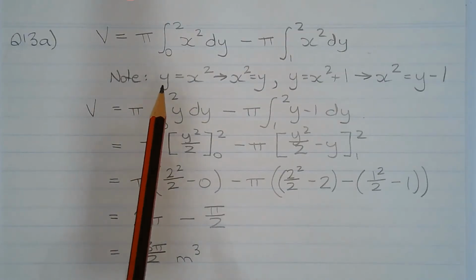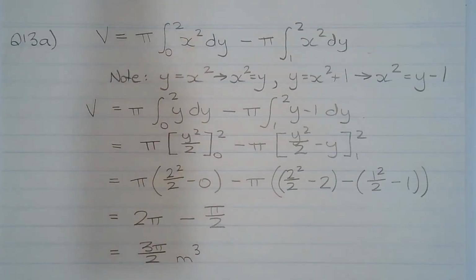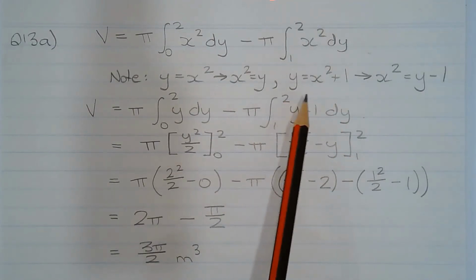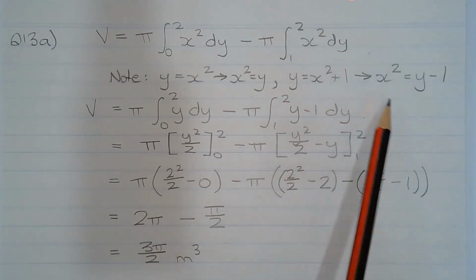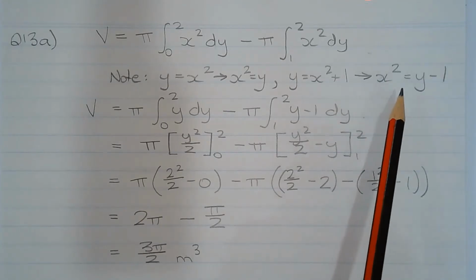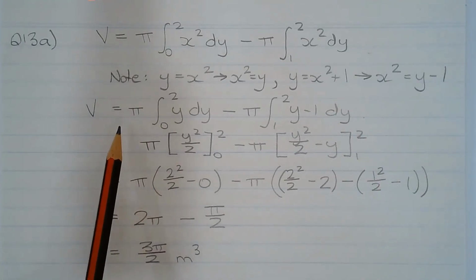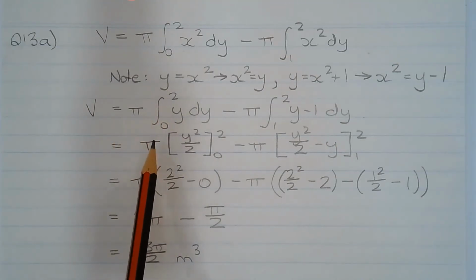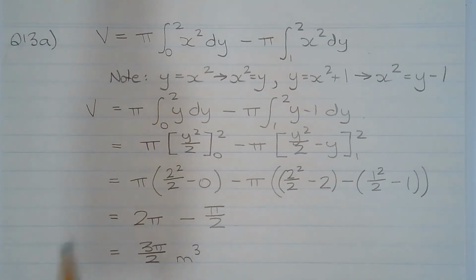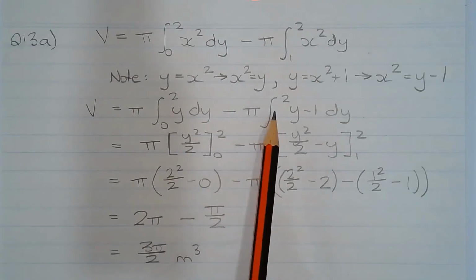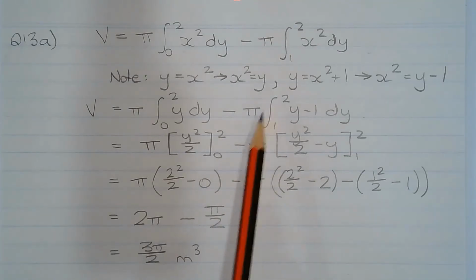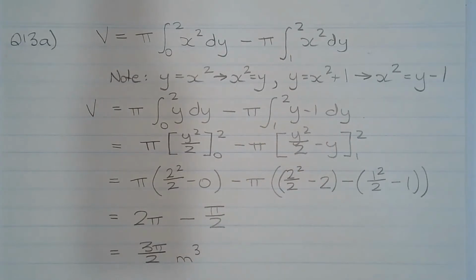Now note that y equals x squared. We need this in terms of y. Hence x squared equals y. And for the inner curve, y equals x squared plus 1, and making x squared the subject of the formula, we have x squared is equal to y minus 1. So the integral becomes pi multiplied by the integral from y equals 0 to y equals 2 of y dy minus pi multiplied by the integral from y equals 1 to y equals 2 of y minus 1 dy.